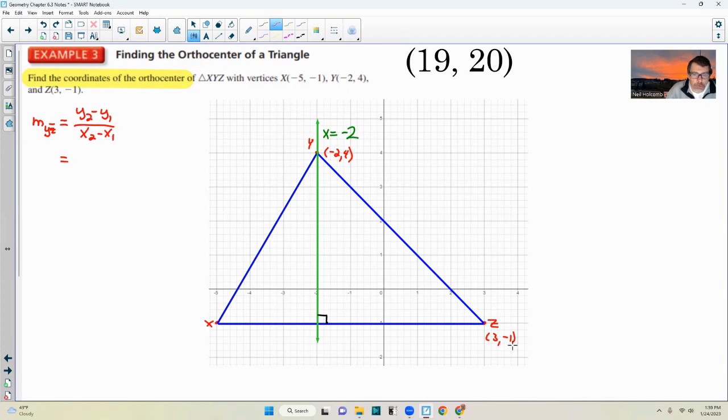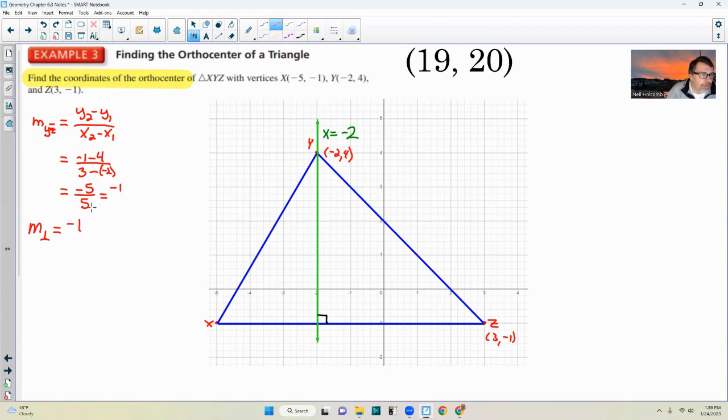And therefore the slope is y2, -1, minus 4 divided by x sub 2, which is 3, minus x sub 1, which is -2. So when I simplify this, I'm going to get -1 minus 4 is -5. And 3 minus a -2 is 3 plus 2, which is 5, which equals -1.